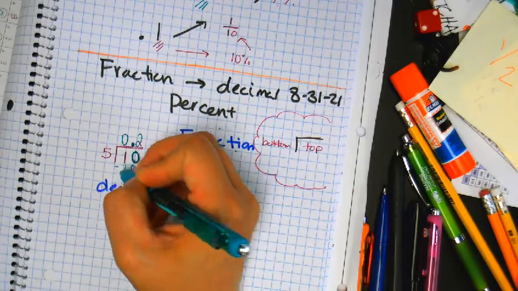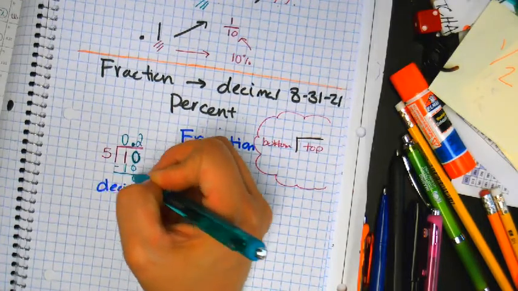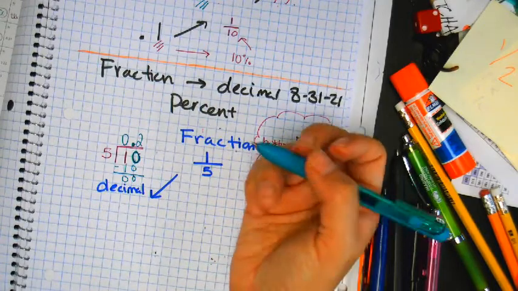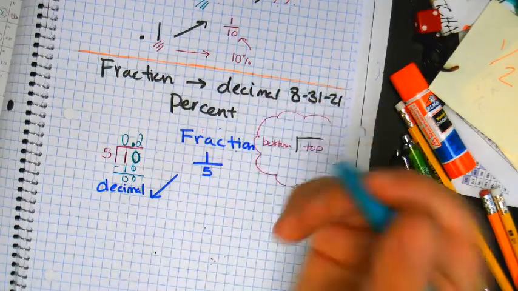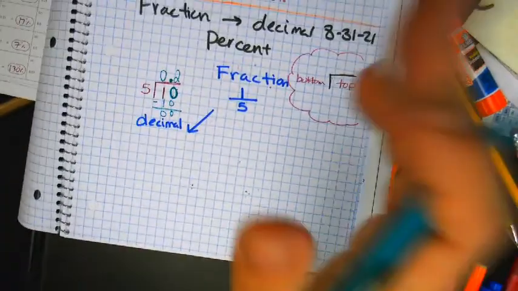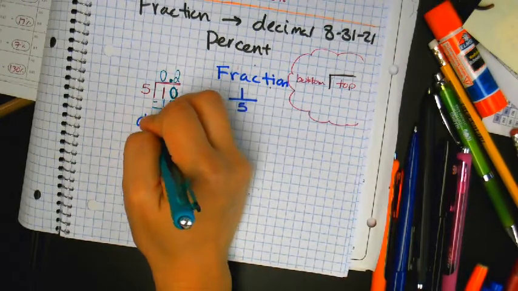Do I have to write this down? Yes, you do. Okay, so my answer is 0.2. That is my decimal.